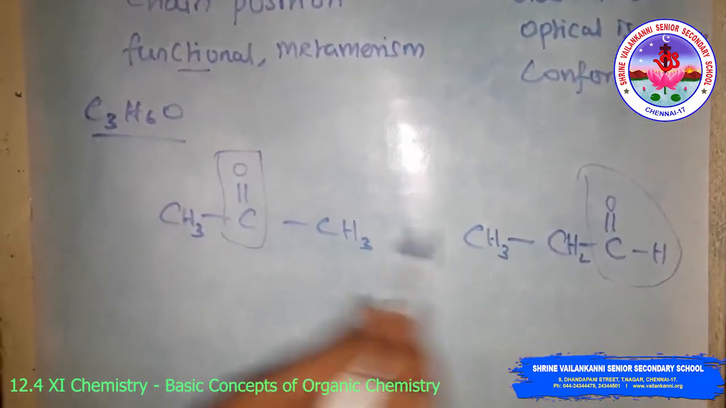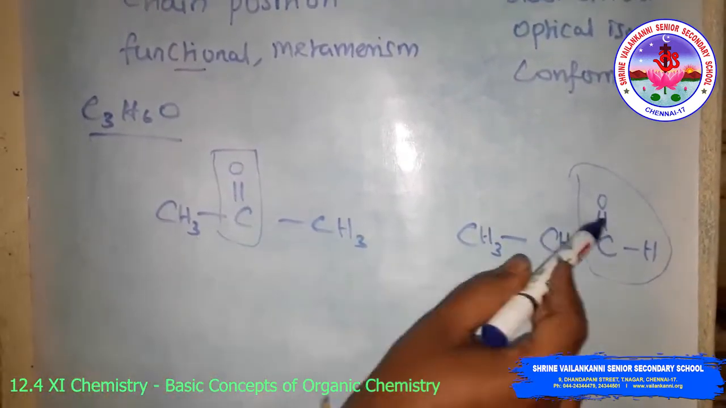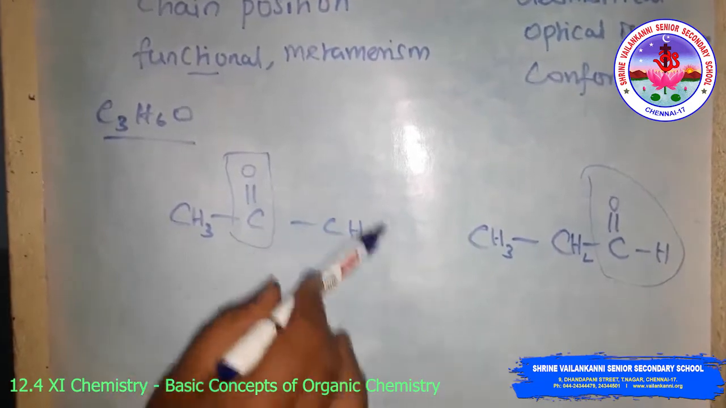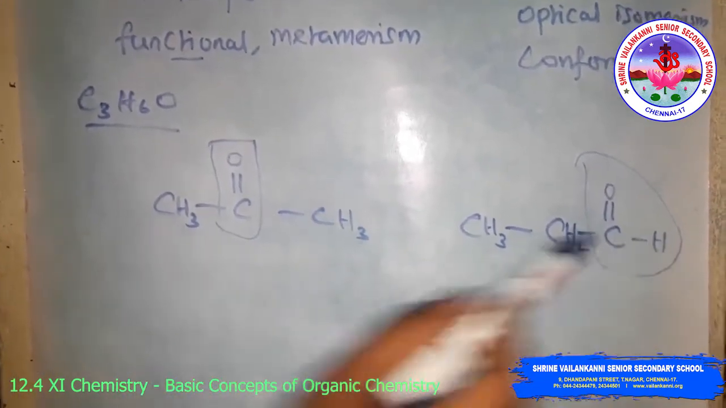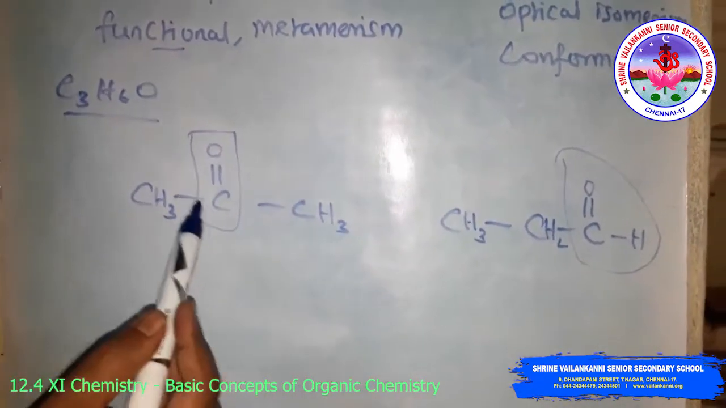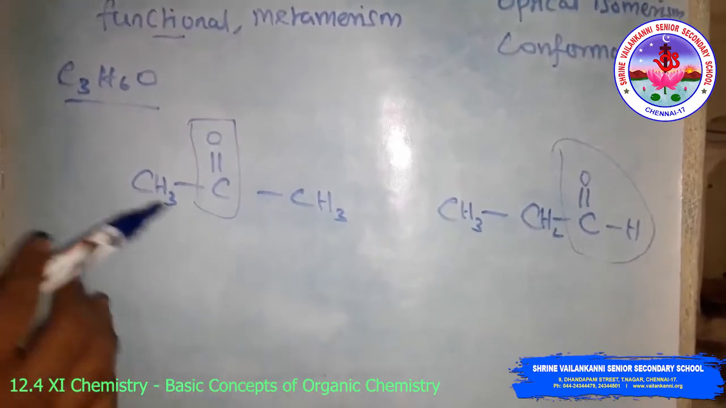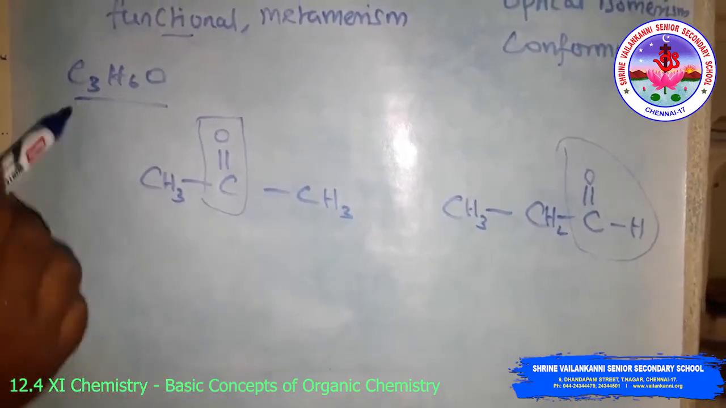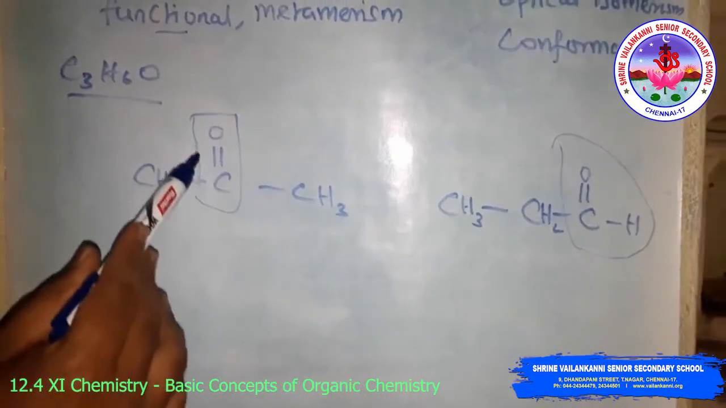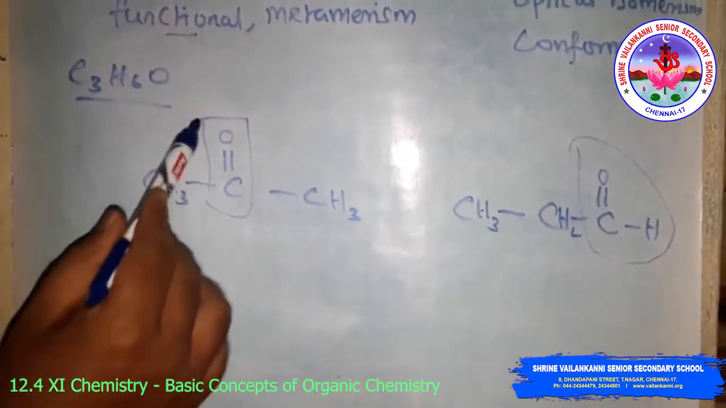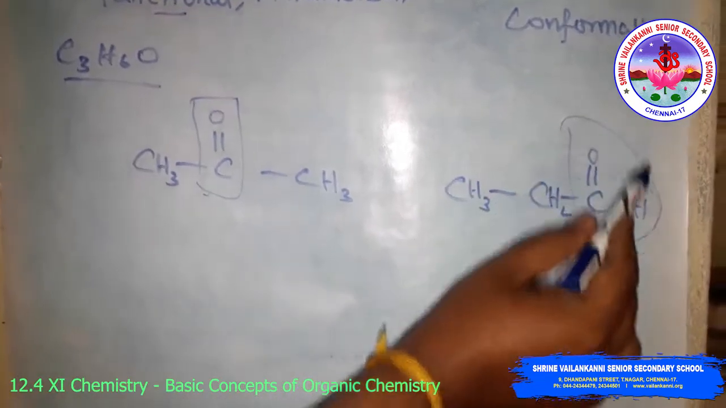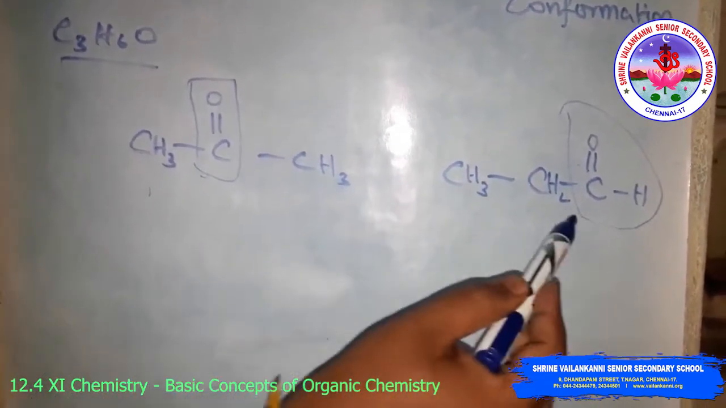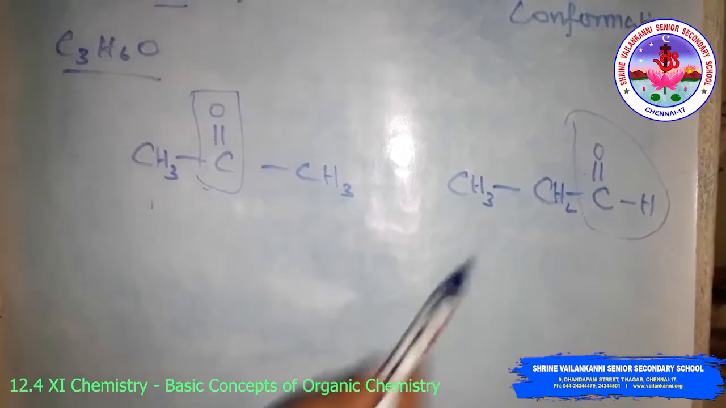Both are carbonyl compounds, but here the substituent is a methyl group, and here it is hydrogen. So this is different. This is aldehyde and ketone. This type of isomerism is called functional isomerism. They have the same molecular formula but different functional groups are present. One is ketone, another is aldehyde. Simply they name it propanone, and this is propanal.